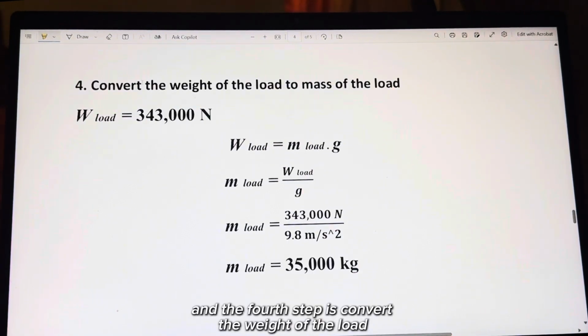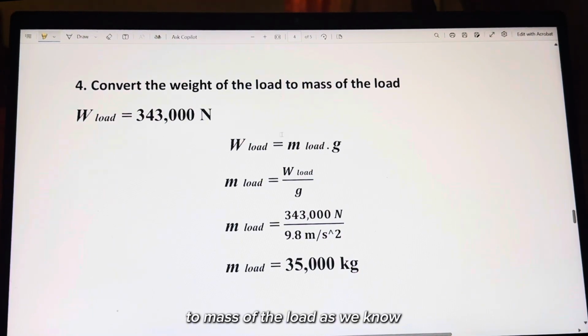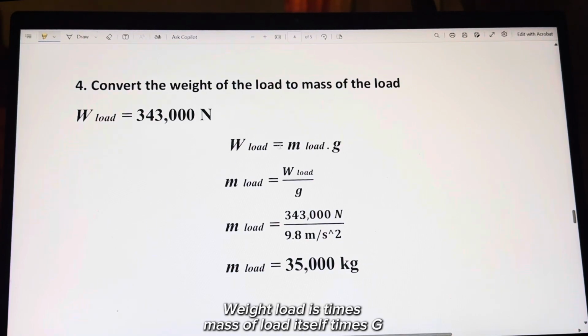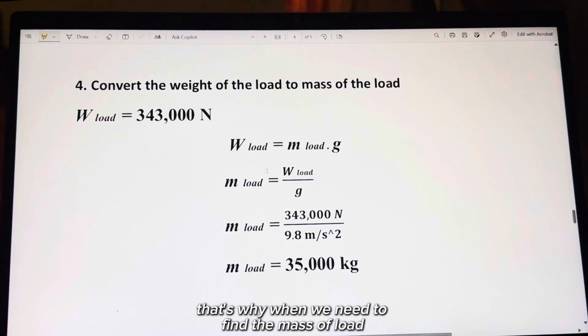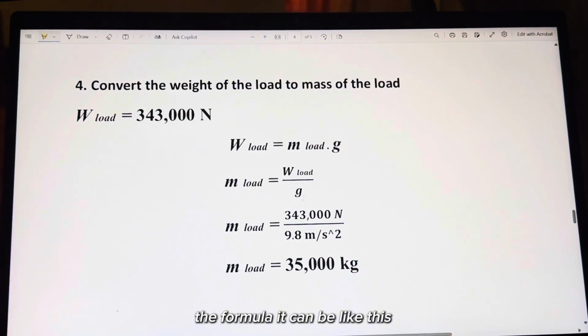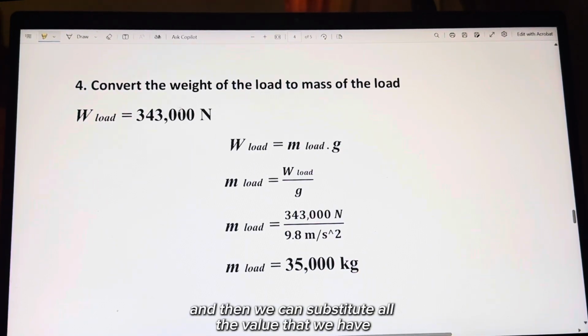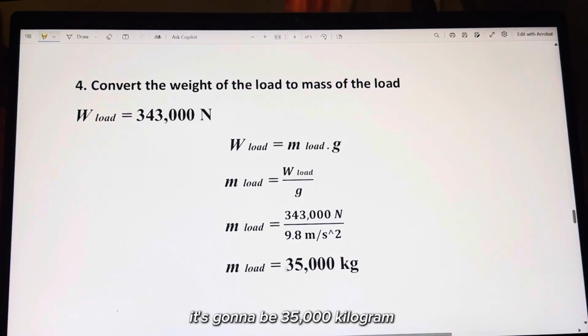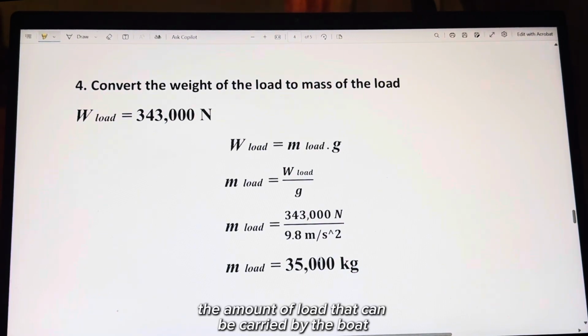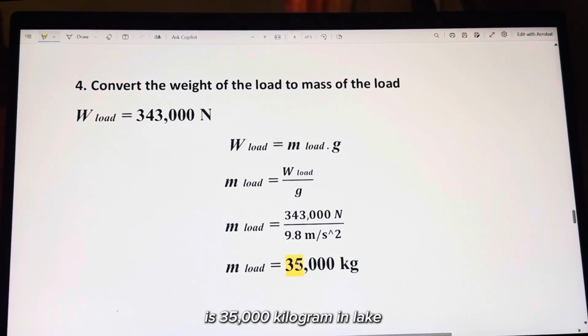And the fourth step is to convert the weight of the load to the mass of the load. As we know, the formula to find the weight is weight of load equals mass of load times g. That's why, when we need to find the mass of load, the formula can be like this, and then we can substitute all the values that we have, and the mass of load is going to be 35,000 kilograms. So from this solution, we can say the amount of load that can be carried by the boat in the lake without sinking is 35,000 kilograms.